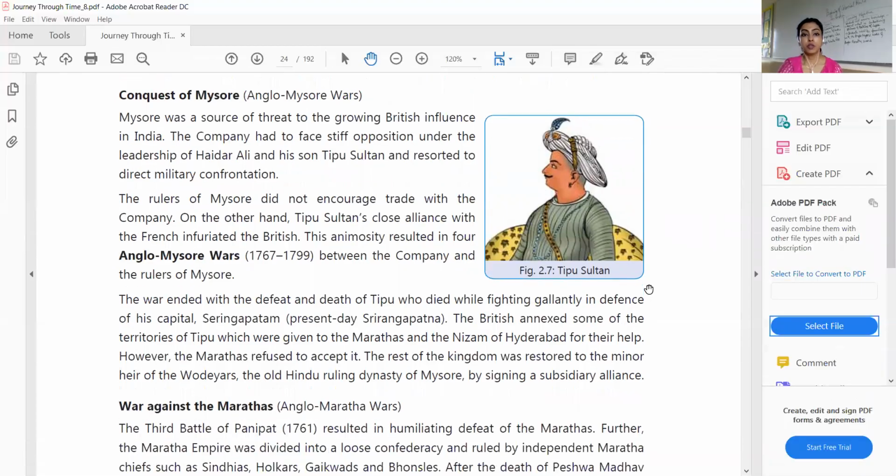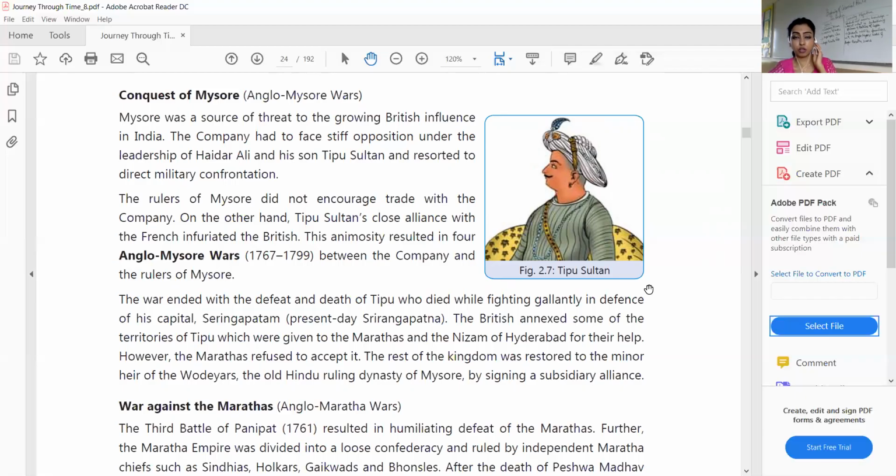All right, so the war ended. Now who got defeated? Definitely it was Tipu Sultan. The rulers of Mysore got defeated, and Tipu Sultan was killed in this battle. He died while defending his state, in defense of his capital Seringapatam. While fighting for his own capital, Tipu Sultan got killed.